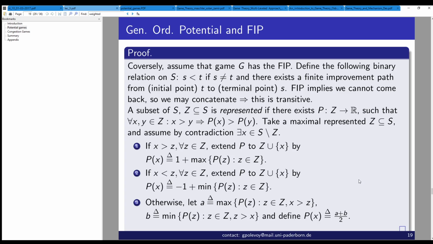So it's a contradiction. Another option: what if X is smaller than all the profiles in Z? Then we can do something similar. We can extend P to the union of Z and the singleton which includes X by making it the smallest, by looking at the minimum of P on Z and subtracting 1.